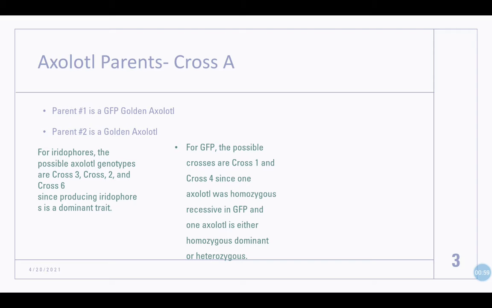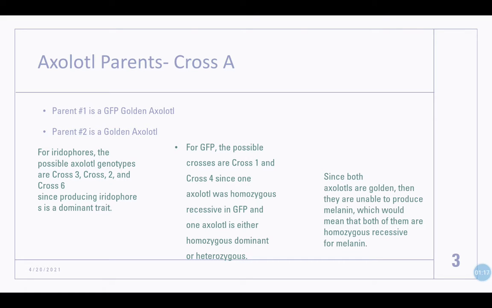For GFP, the possible crosses are cross 1 and cross 4, since parent 2 does not have GFP, then he's homozygous recessive, and the other one is either homozygous dominant or heterozygous. So since both axolotls are golden, then they are unable to produce melanin, which would mean that both of them are homozygous recessive for melanin.